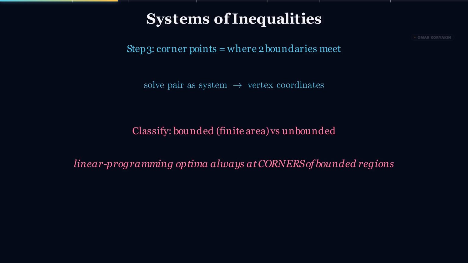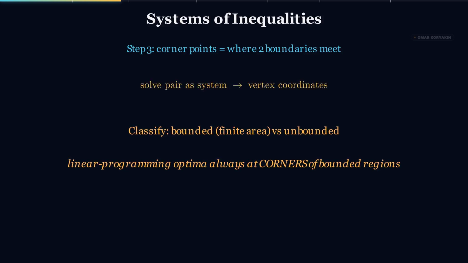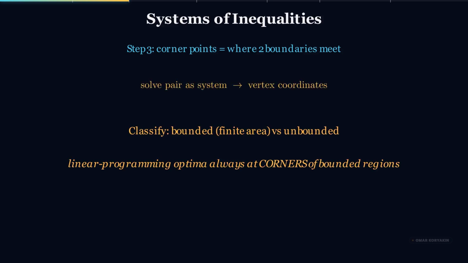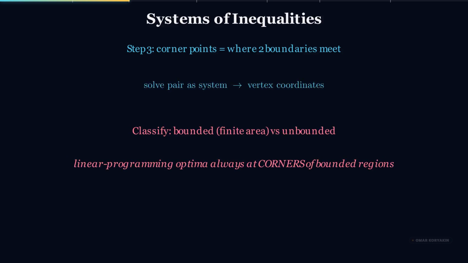A bounded feasible region has finite area with all corners enclosed inside a closed polygon. An unbounded feasible region extends to infinity in some direction, with at least one boundary running outward without closure. The classification matters for optimization. Linear programming problems with bounded feasible regions have guaranteed optimal solutions at corners, while unbounded regions may produce optimization problems with no finite optimum.